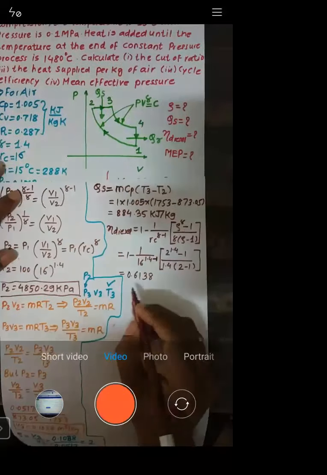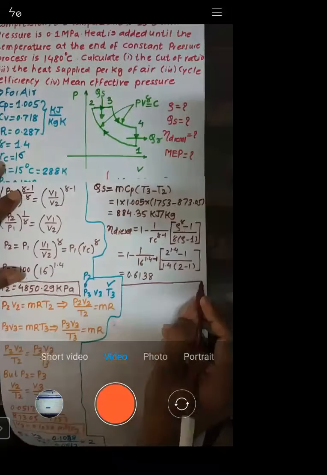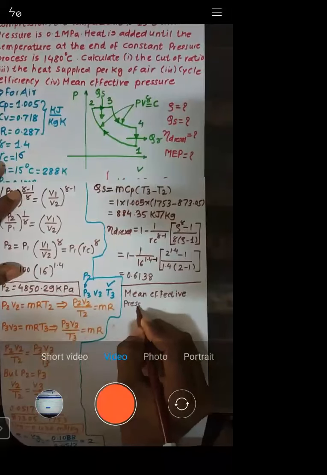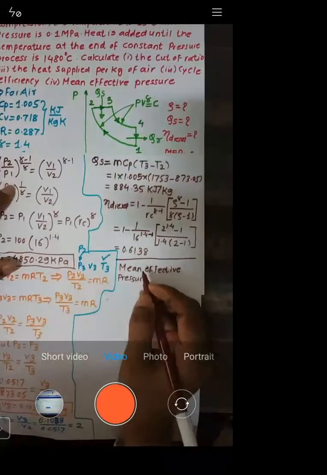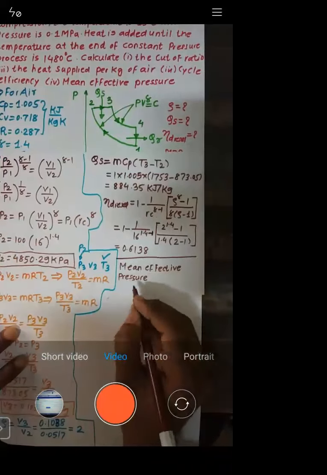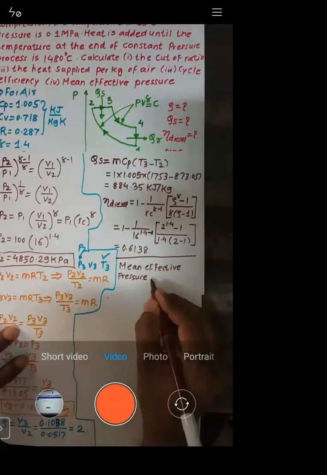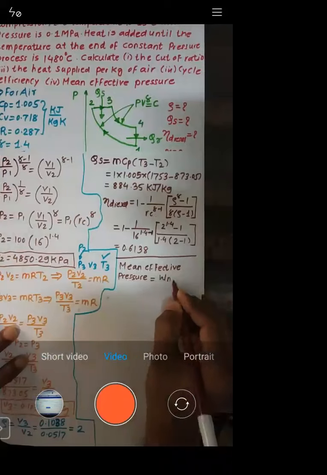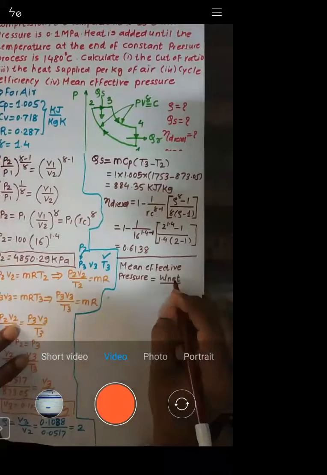Okay, now see one more additional term, which is called the mean effective pressure. How to calculate it? It's very simple. Mean effective pressure is nothing but a ratio of net work upon heat supplied.